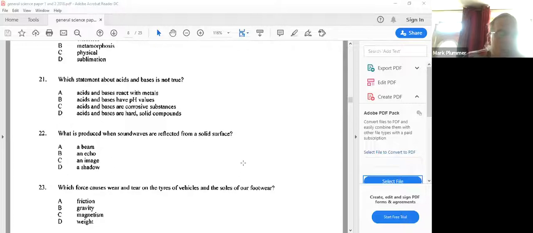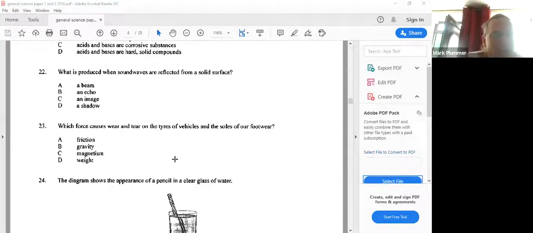Right then, which force causes wear and tear on the tires of vehicles and the soles of our footwear? The answer to that one is friction. Just think, when we're walking along, dragging things, our shoes get worn out.